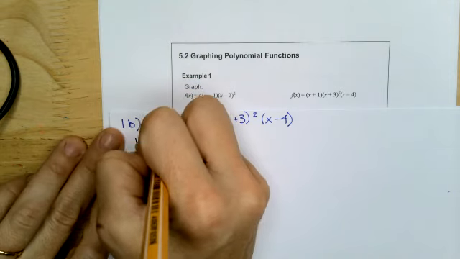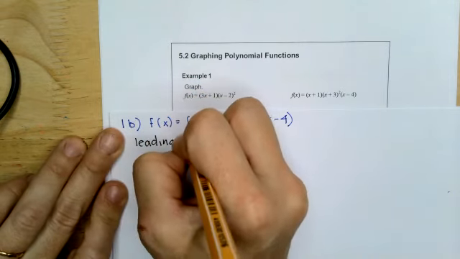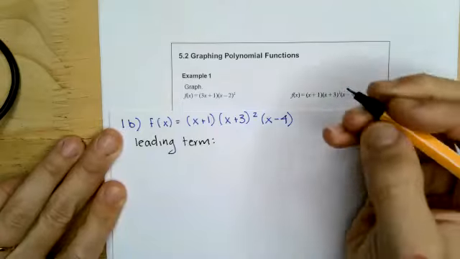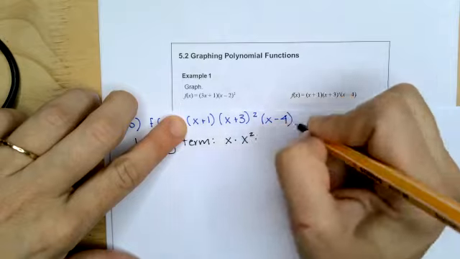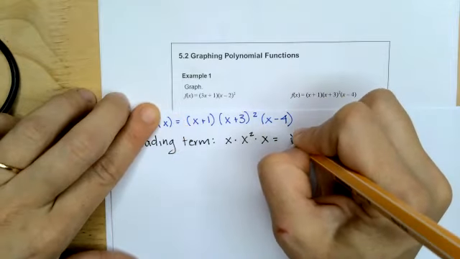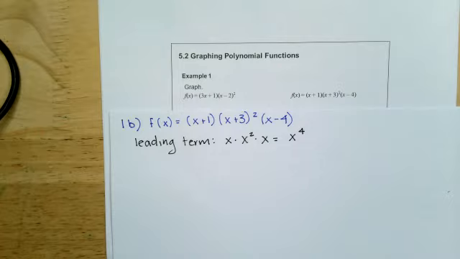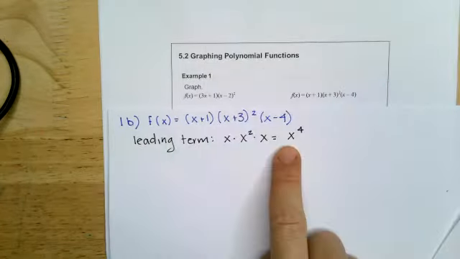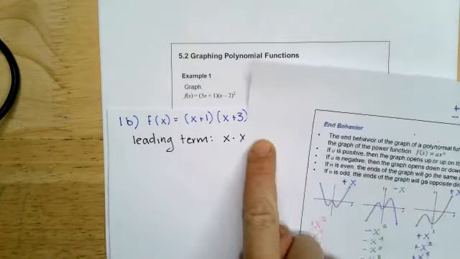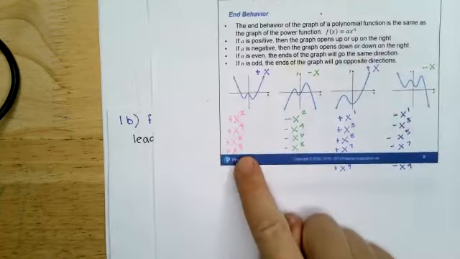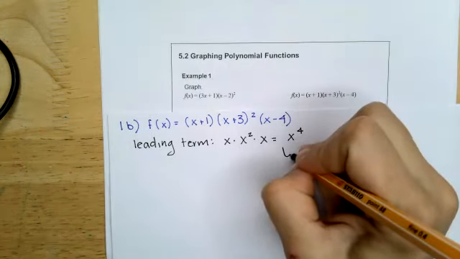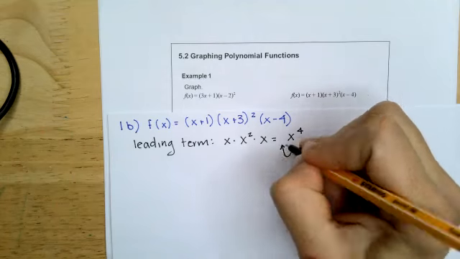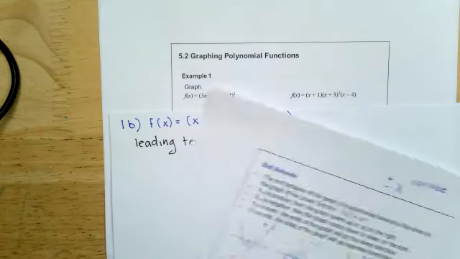And you can go in whatever order you want. You don't have to do it in this order. What is our leading term? It's going to be x times x squared times x, right? So it's just x to the 4th. If we compare that to our end behavior graphs, it's a positive x and an even exponent. So it's going to look like this. Good. So x to the 4th is going to be a parabola opening up. Is that okay?